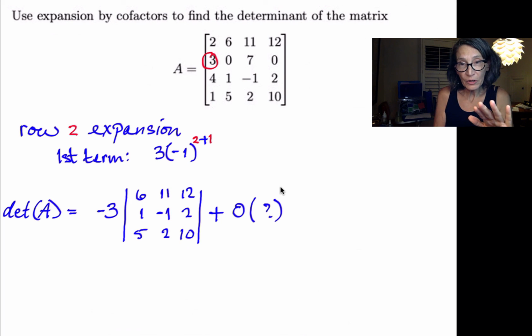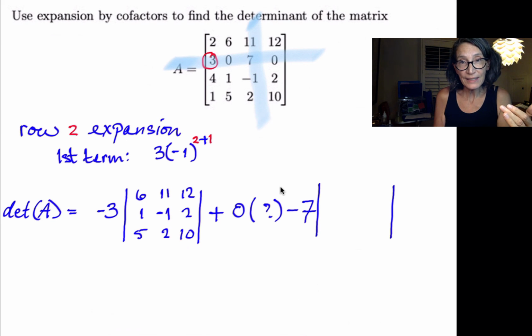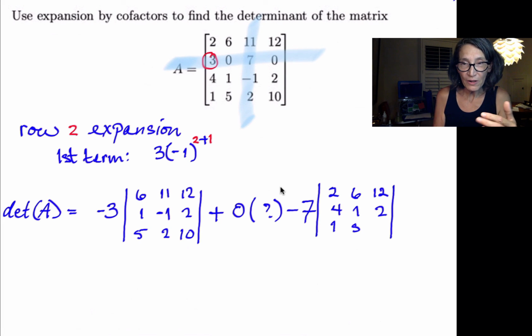But then the next term is going to be negative 7, because 7 is the next entry in row 2, times a determinant of a smaller matrix. And how do we get that smaller matrix? Well, we delete the row and the column that 7 is in. Like that. There we go. And so the submatrix we're taking the determinant of is 2, 6, 12, 4, 1, 2, 1, 5, 10.